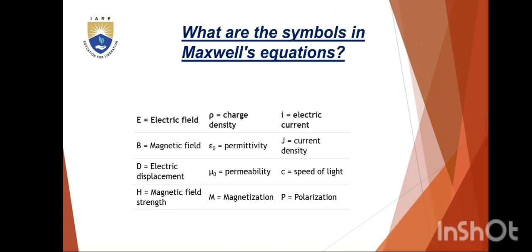What are the symbols in Maxwell's equations? E is equal to electric field, rho is charge density, I is electric current, B is equal to magnetic field, epsilon naught is permittivity, J is equal to current density, D is equal to electric displacement, mu naught is equal to permeability, C is equal to speed of light, H is equal to magnetic field strength, M is equal to magnetization, P is equal to polarization.